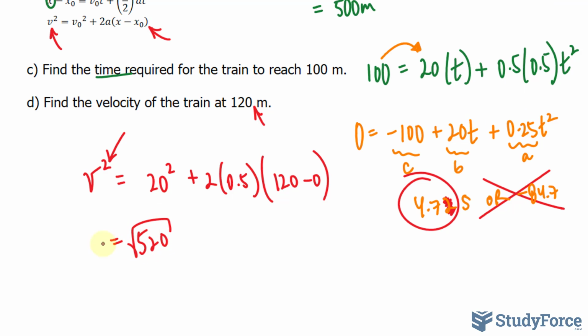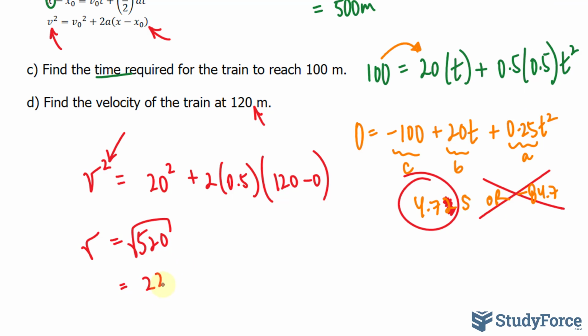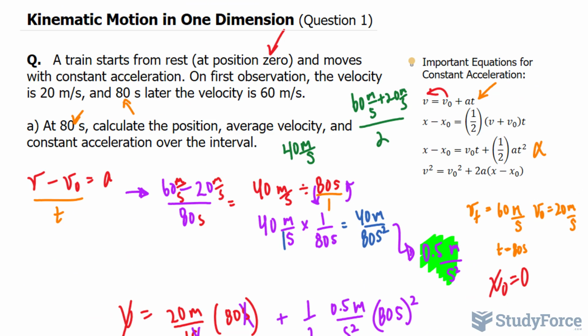And like I said, we need to square root that. And if we do, the square root is 22.8. So the velocity was 22.8 meters per second at 120 meters. If you want this to 3 significant figures, or if you want this to 2 digits, you would round to 23 meters per second. And there you have it.